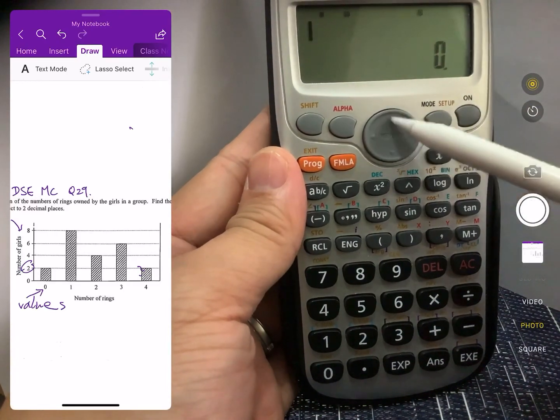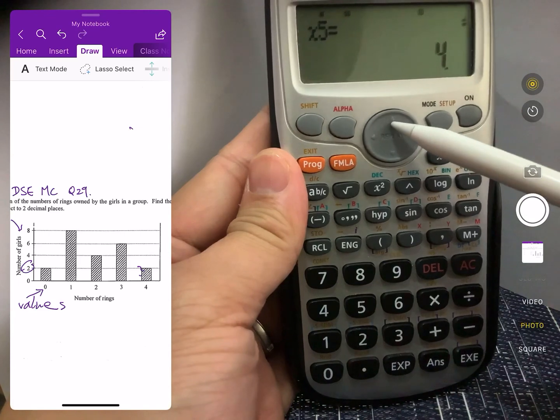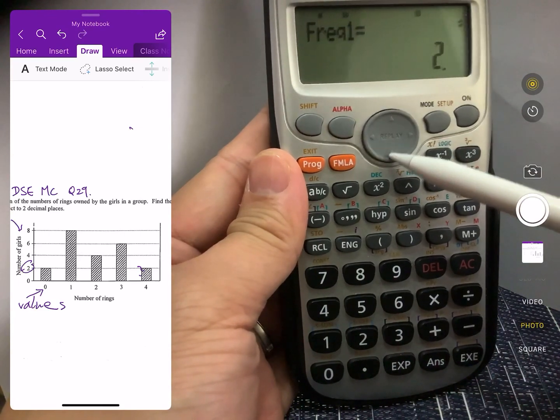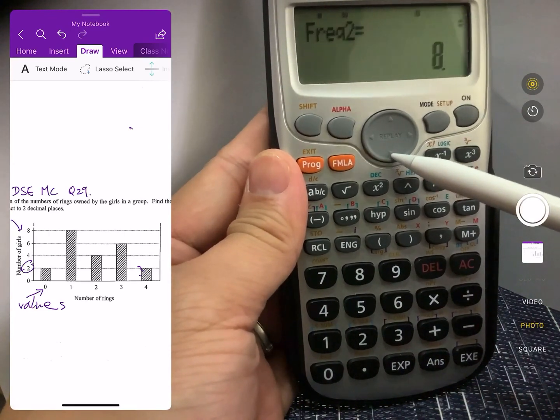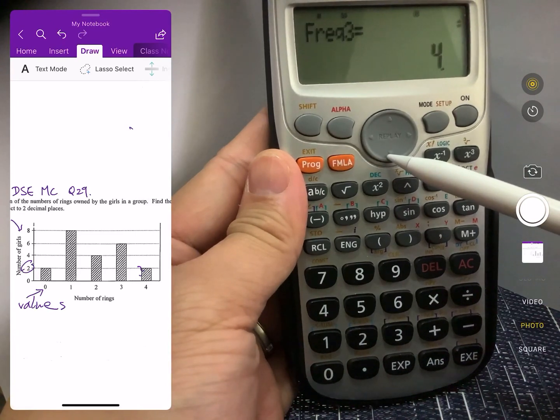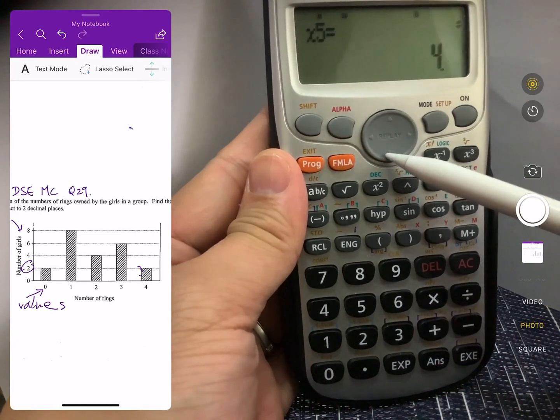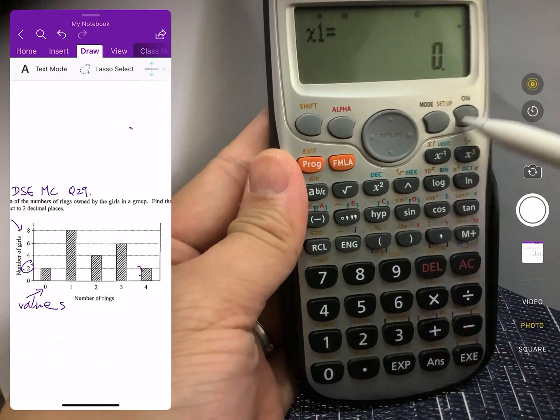So now you can check it one by one, is it right? For 4 we have 2, or you press the down button, okay? The first one 0, 2, 1, 8, 2 we have 4, 3 we have 6, 4 we have 2. So that's it. So that's right, okay?